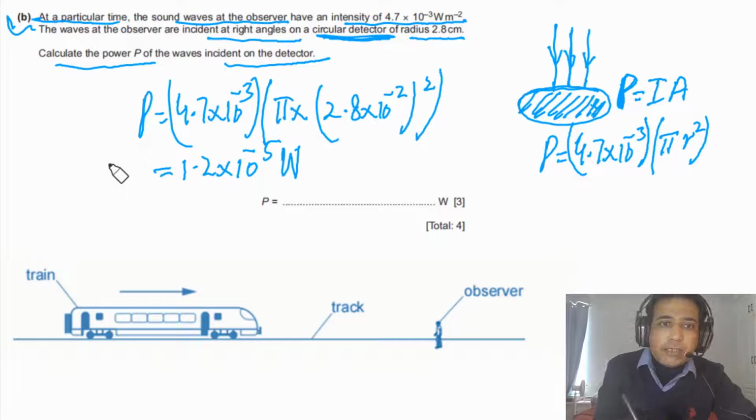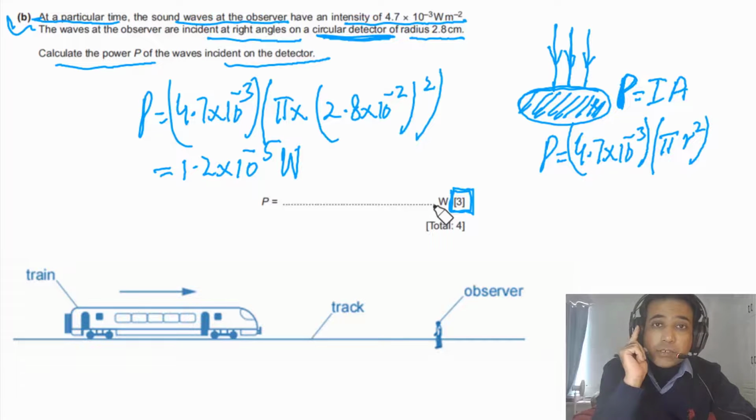So this is our final answer, and this part has 3 marks. So quite a straightforward question if you understand the question.